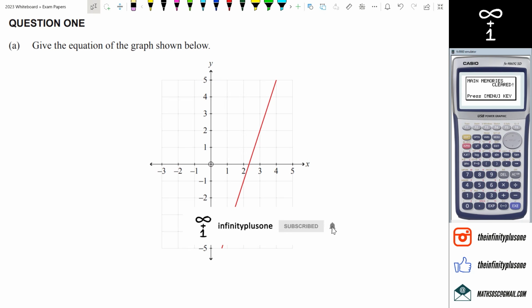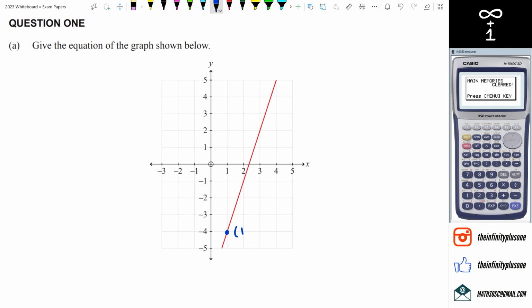Alright, so with question 1, what we've got here is a straight line equation, and we need to figure out what the equation is. Now, if you do have a graphics calculator, you can put this straight into the graphics calculator by finding 2 points. I am going to go through this the long way for those people without the graphics calculator. So I'm going to pick a couple of points here.